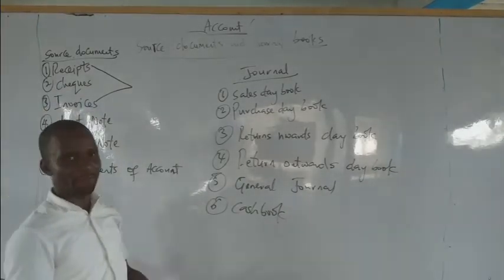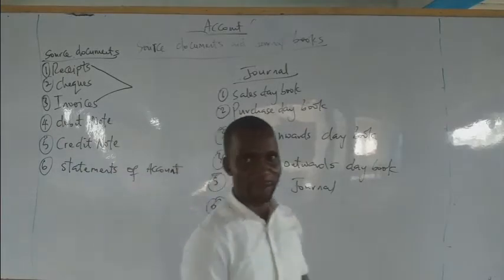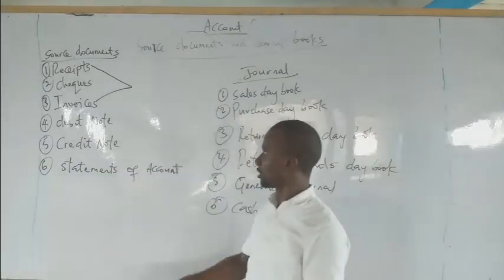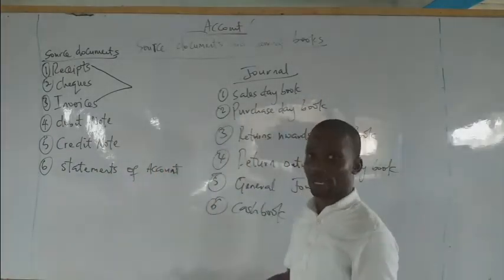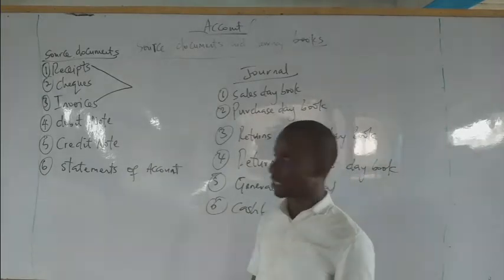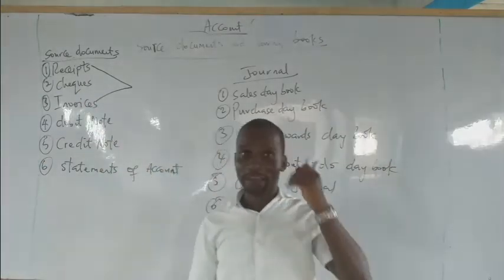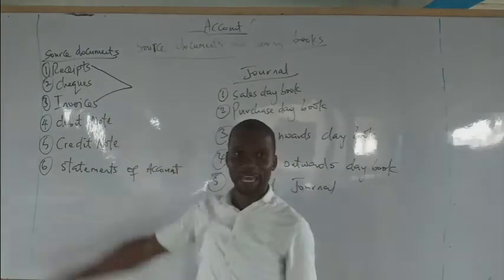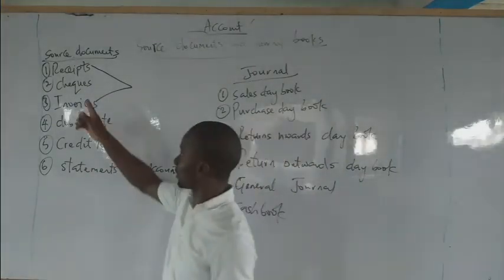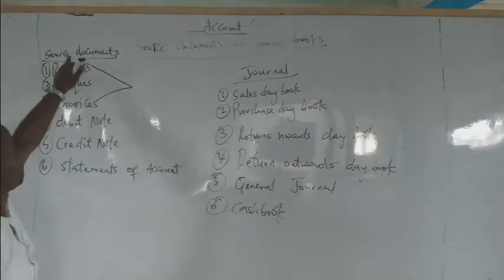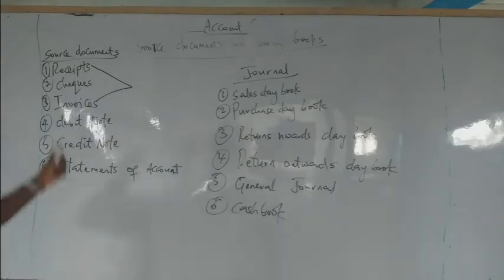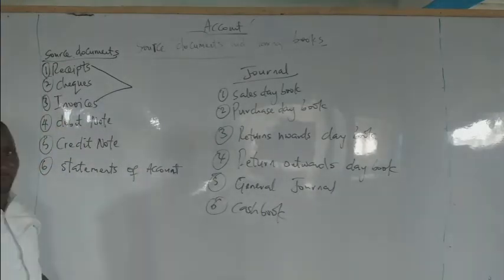Then checks. Checks are what they give you if you have a bank account, depending on the type of bank account you have. Not all bank accounts can be given checks. You are only given checks when you have a current account. So please take note, a check is also a form of source document.